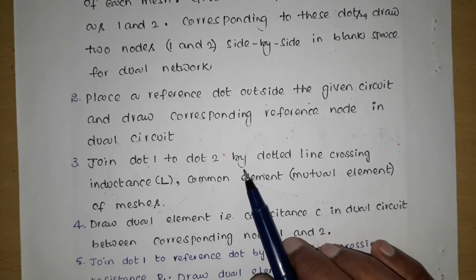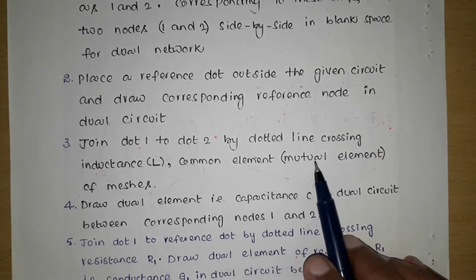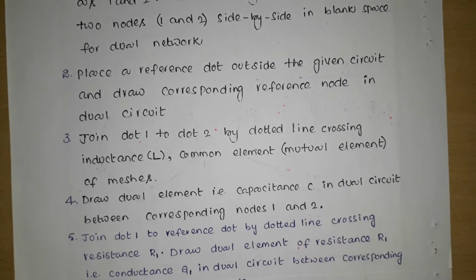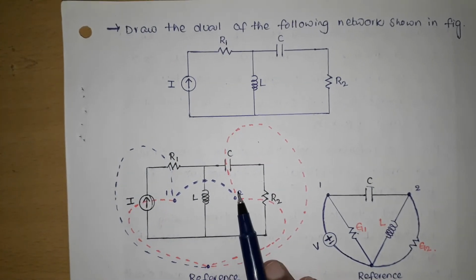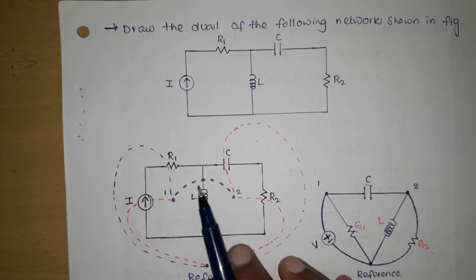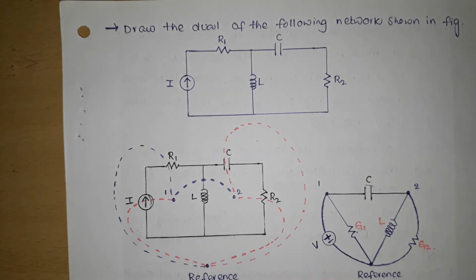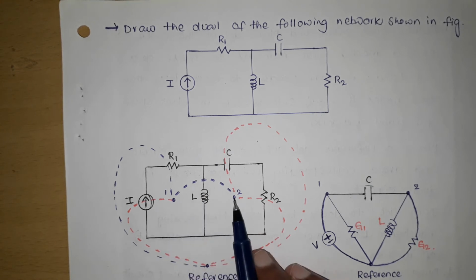The third step is to join dot 1 to dot 2 by a dotted line crossing inductance L, the common element. Common element means the mutual element of the meshes. Inductance is an element of mesh 1 as well as mesh 2, so it is related to both meshes. So we have to join the first dot with the second dot with dotted lines, crossing the inductance.